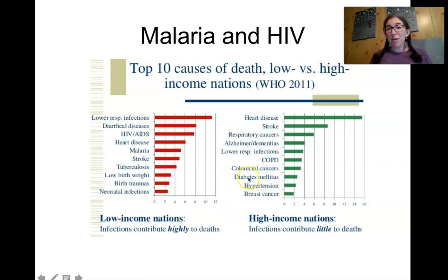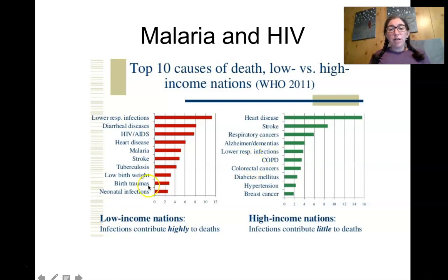Diabetes is a big problem, type 1 and 2 diabetes mellitus. And Alzheimer's and dementias, things that take the lives of elderly people. So we live to old age and then we get sick. That's pretty normal in a high-income nation. Low-income nations, though, are much more susceptible to infectious diseases. So the only infectious diseases on the list in high-income countries are those respiratory infections like flu, pneumonia, bacterial or viral pneumonia.